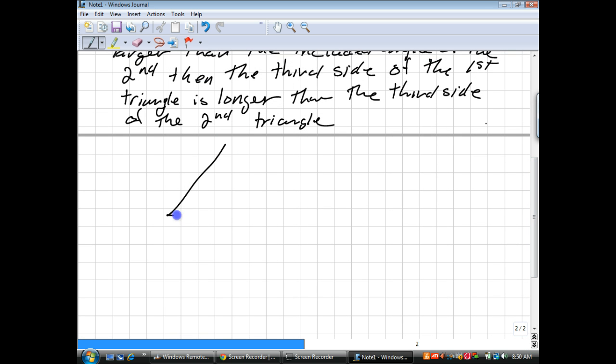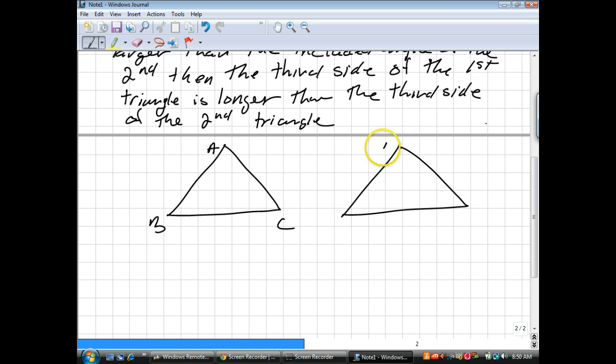Okay, so here's what it's saying. So we have two triangles, and we'll say this is triangle ABC, and this is triangle DEF, okay? And I know that AB is congruent to DE, and BC is congruent to EF. Okay, but I also know that angle B is greater than angle E, okay? And so what the theorem says then is that I know that segment AC is greater than segment DF.